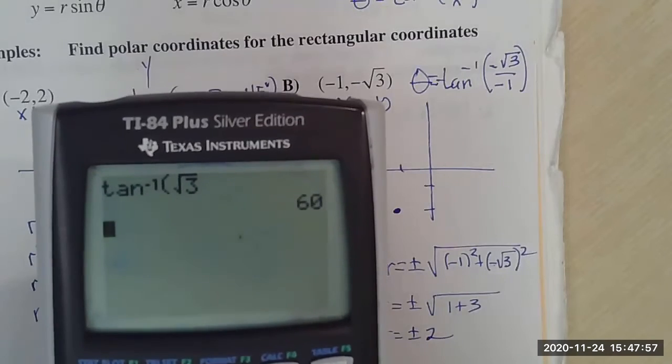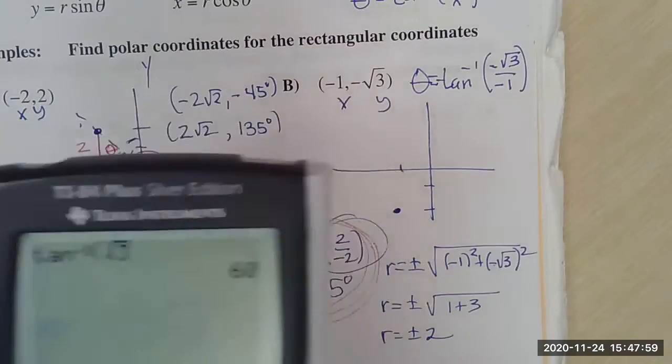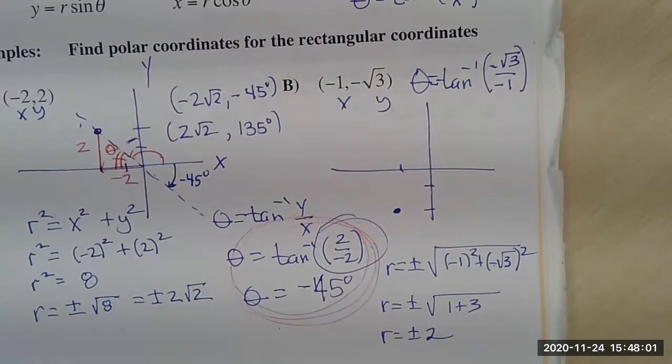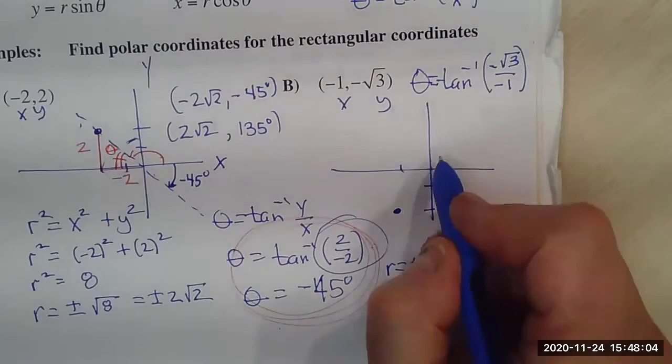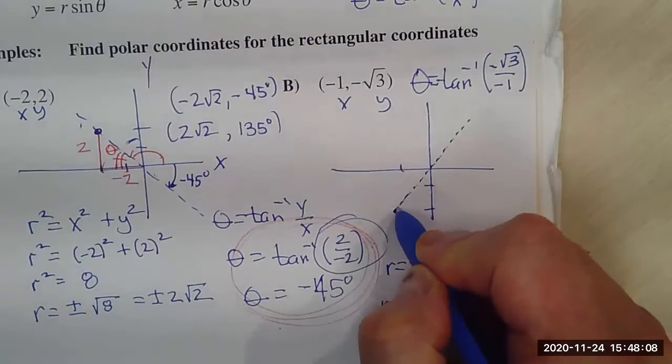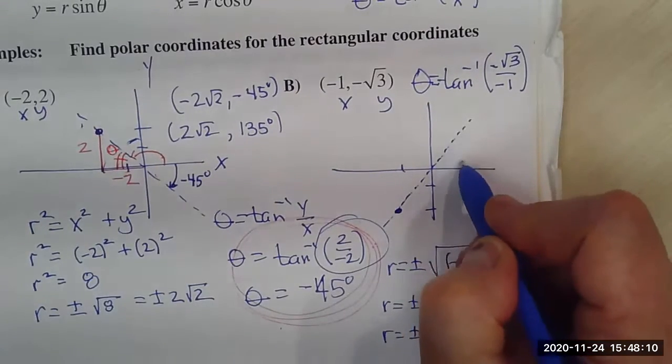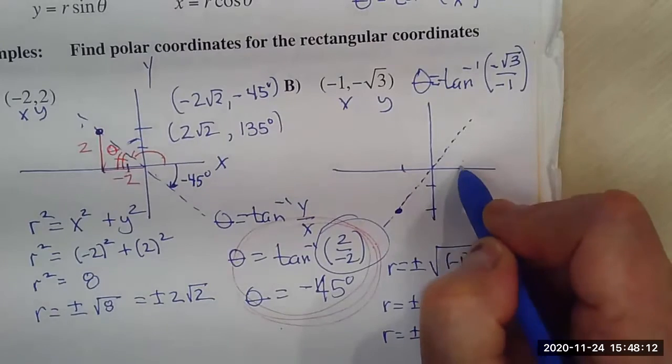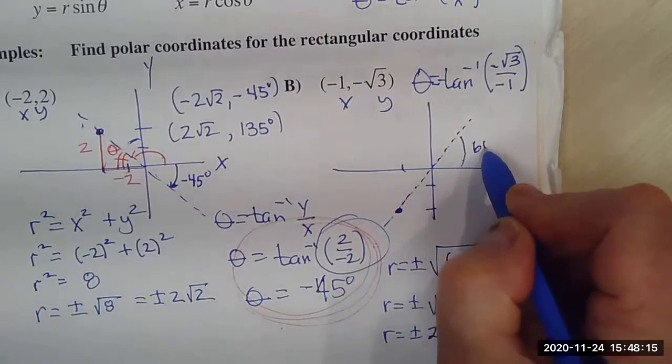I'm getting 60 degrees. Okay, I'm back over here. This is the positive 60 degrees. Right there, that's 60 degrees.